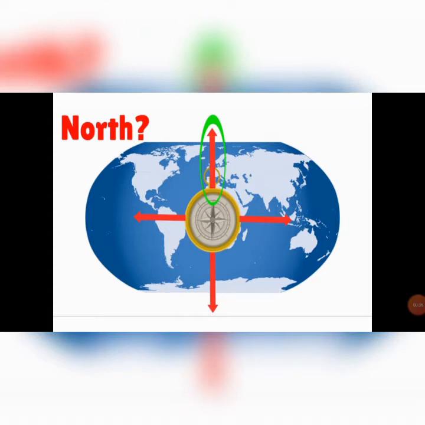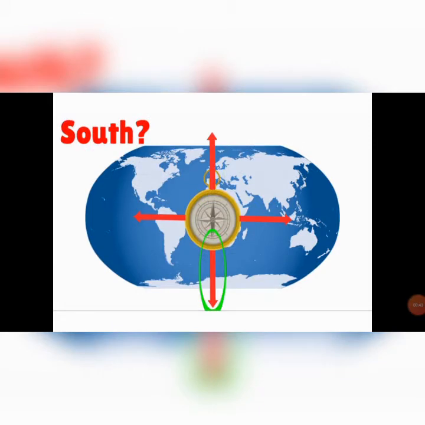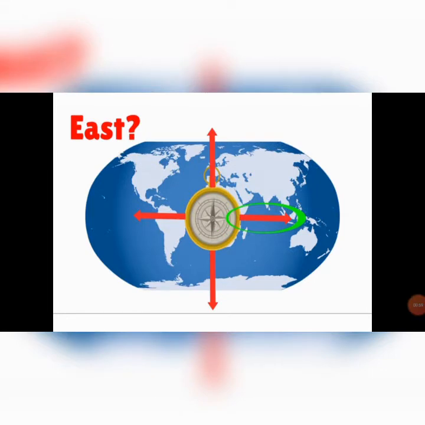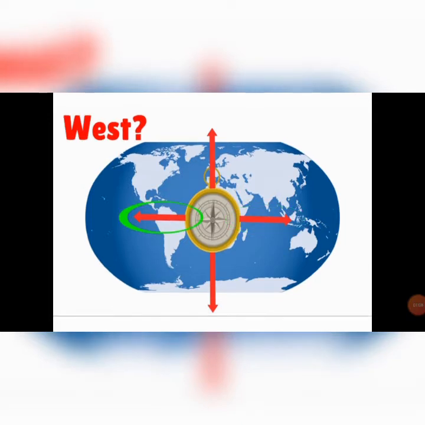First of all, have a look at the location of north. The north direction is at the top. Whereas the south direction is just on the opposite side of north, at the bottom. East direction is towards the right side and the west direction is towards the left side, which is opposite to the east side.